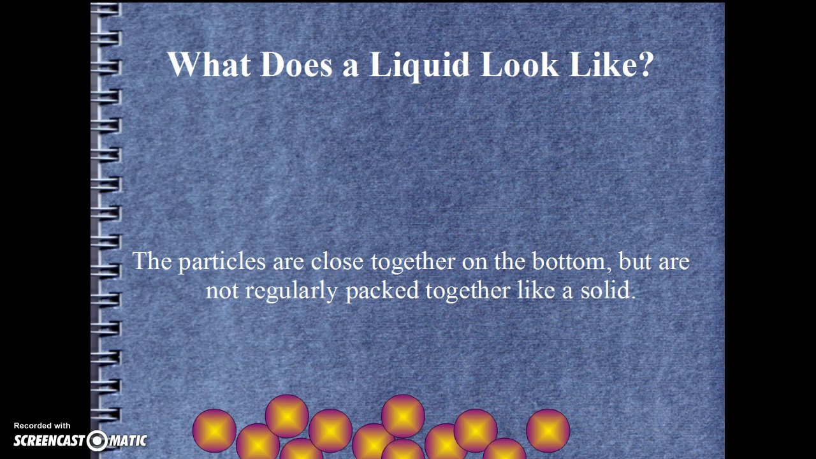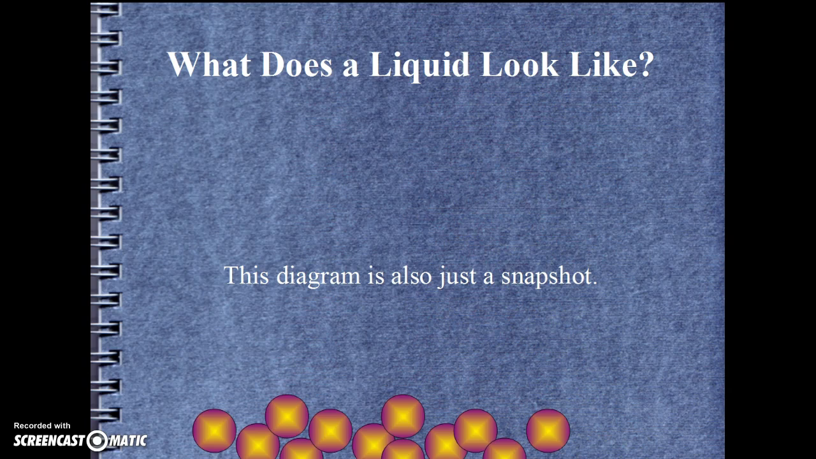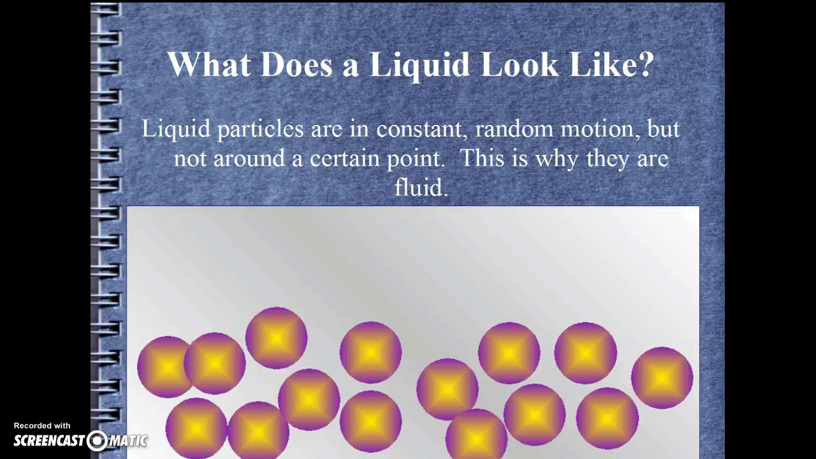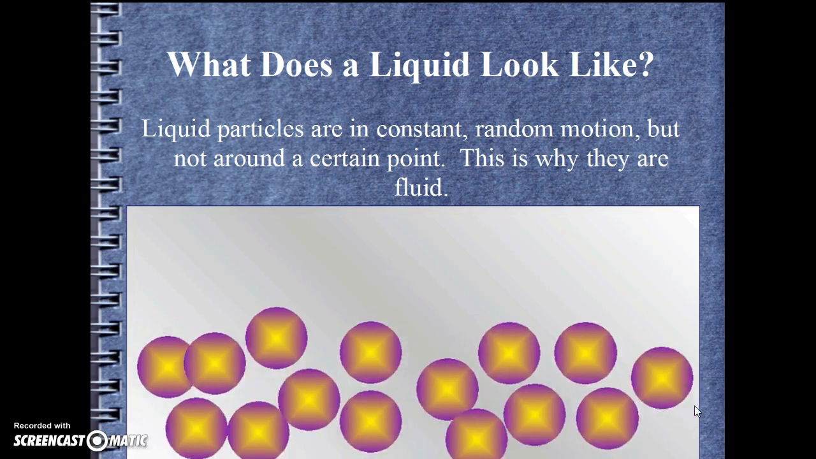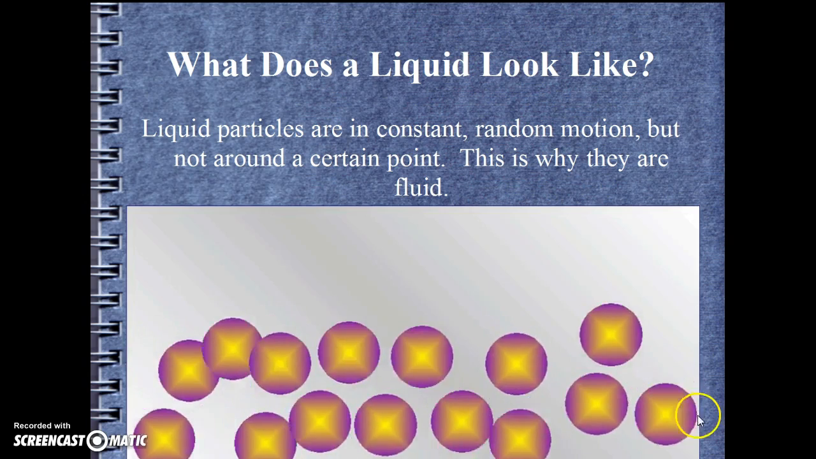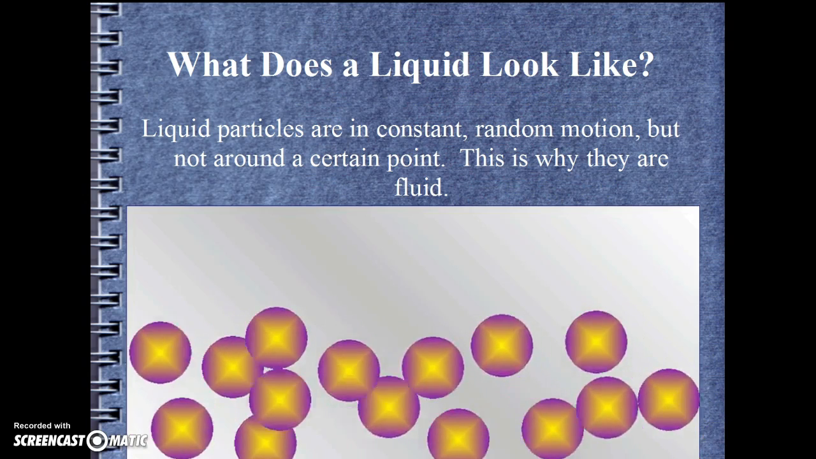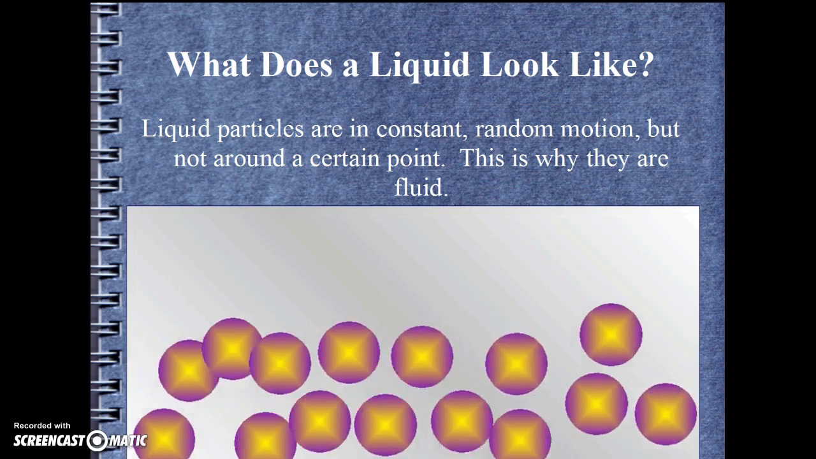What does a liquid look like? Well, the particles are close together like solids, but they're not regularly packed together like a solid. Their potential energy is different because they're able to slide around each other. This diagram, too, is just a snapshot. Liquid particles are in constant random motion, but unlike solid particles, they're not in motion around a certain point. They can move past each other. That's why, as gases are, liquids are fluids. They can flow.